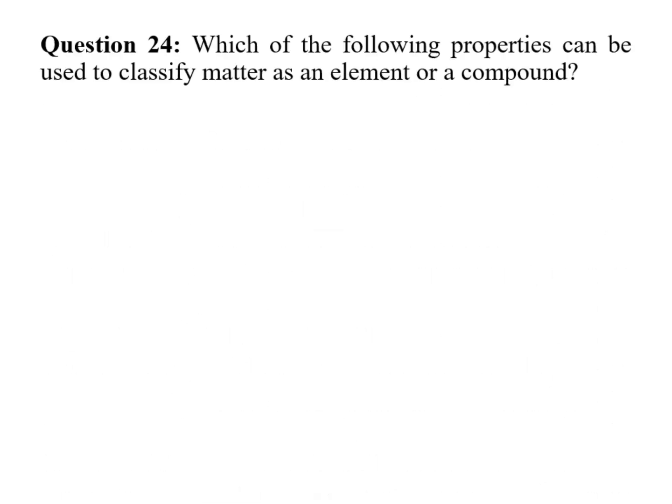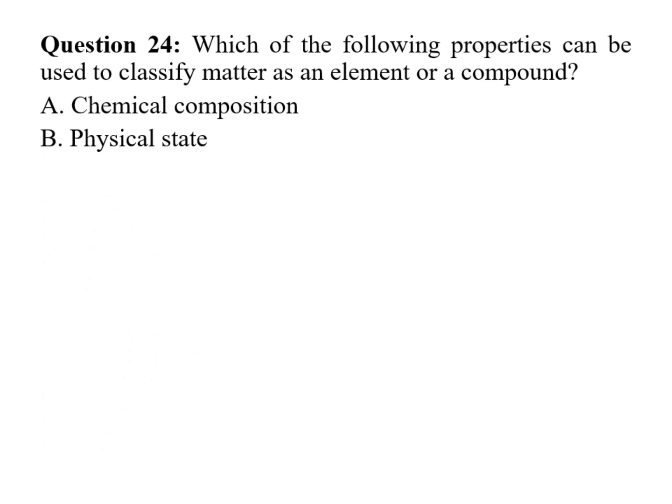Question number 24. Which of the following properties can be used to classify matter as an element or a compound? A. Chemical composition. B. Physical state. C. Solubility. D. Density.